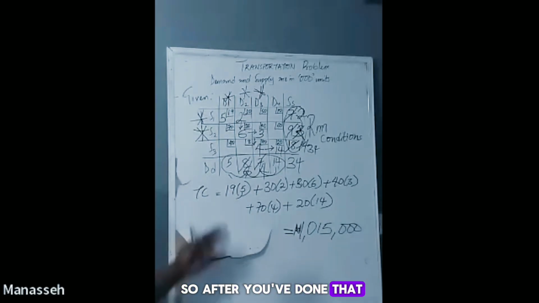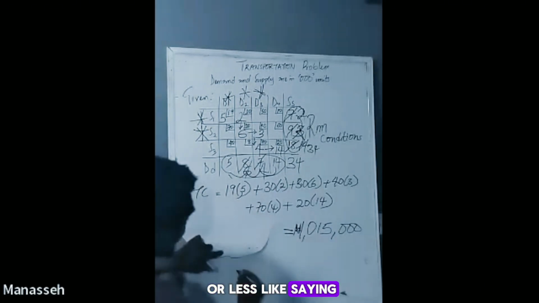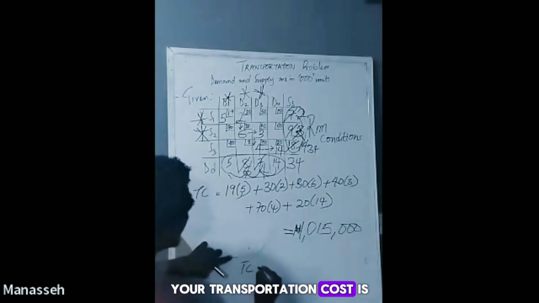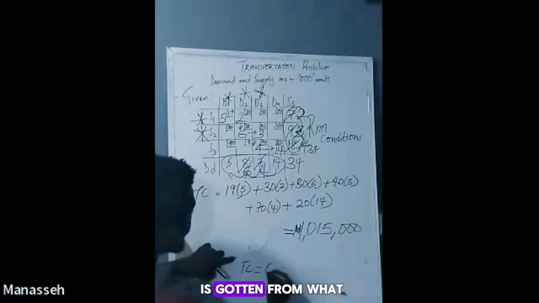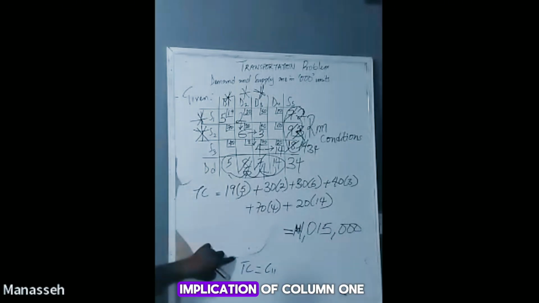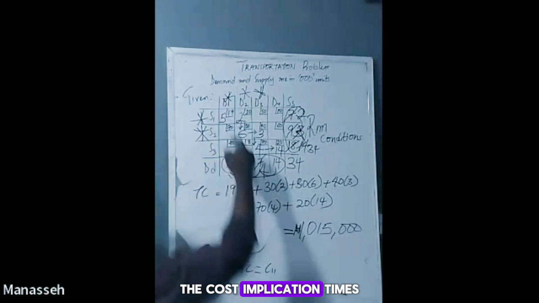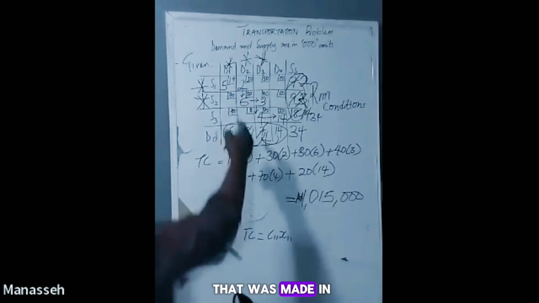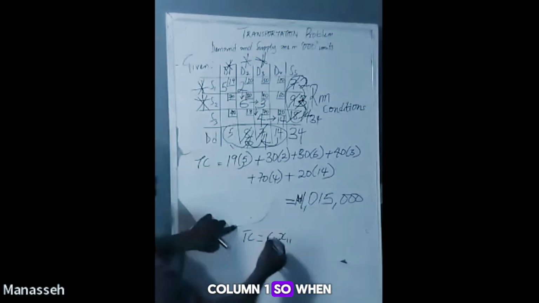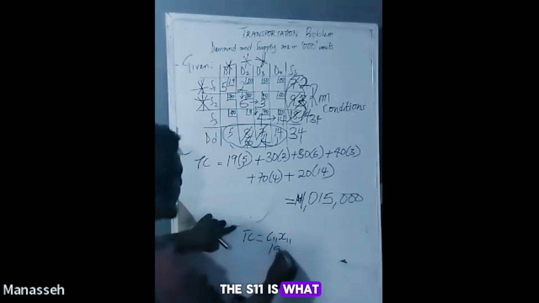So after you've done that, then you just put it in. Basically what we have here is more or less like saying your transportation cost equals, so when you have your 19, it is gotten from C11, which is the cost implication of row 1, column 1, times the S11. S11 is the allocation that was made in row 1, column 1. So when you look at it, C11 is 19. The S11 is 5.